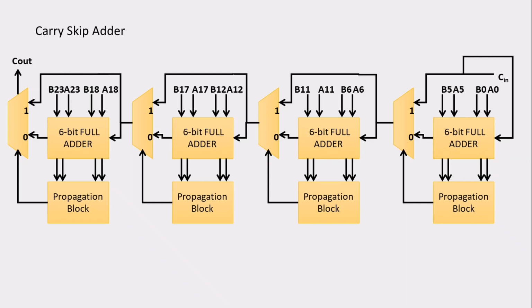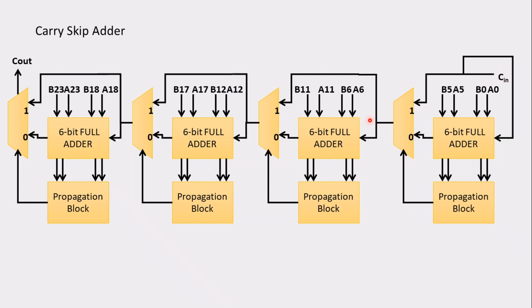So here what will happen? Based on the value of pi that we are getting over here, we can achieve whether we can get the propagation faster or not. Now if you look at this, the carry in is being given to this particular multiplexer. If my propagation block is 1, then I can directly forward this carry into the next block.